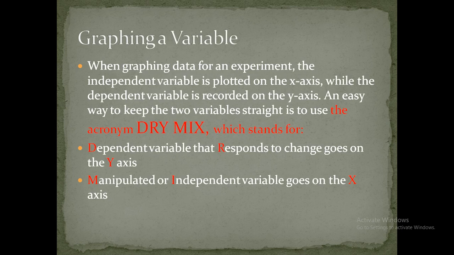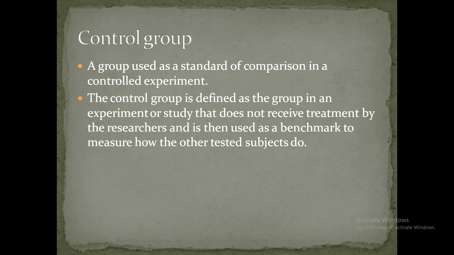Graphing a variable. When graphing data for an experiment, the independent variable is plotted on the x-axis, while the dependent variable is recorded on the y-axis. An easy way to keep the two variables straight is to use the acronym DRY MIX, which stands for dependent variables that respond to change go on the y-axis, and the manipulated or independent variable goes on the x-axis. This acronym is so easy for you to remember while graphing a variable.